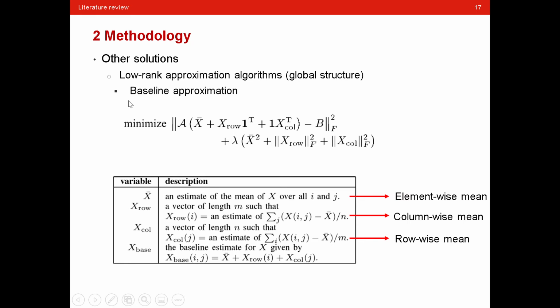And the first solution is the baseline approximation. In this problem, they suggest that the original signal can be regarded as the mean of all the signal, with the mean around the column and the mean around the row, which means that the whole signal can be divided into three parts. That is the element-wise mean, column-wise mean, and row-wise mean. To solve this problem, we can get three parts, and we will recover the original signal from these three parts.